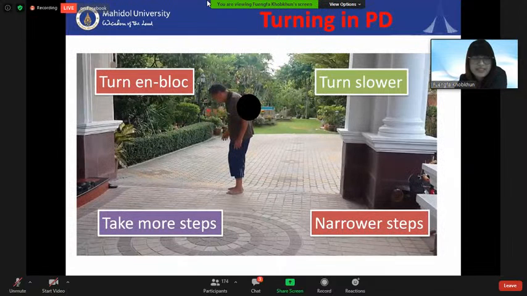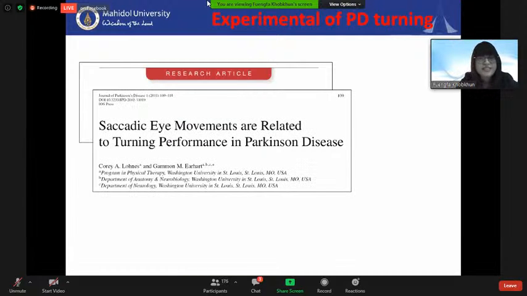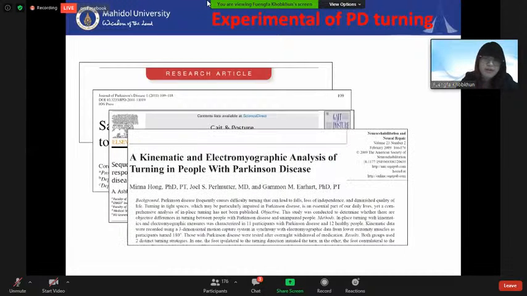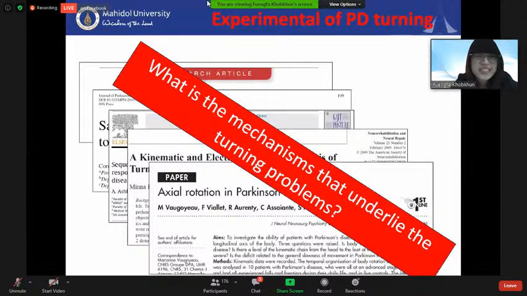Okay. So many researchers try to find the mechanism of turning deficits in PD. Then they try to find eye to foot coordination, eye movement deficits, sequence and onset latency of coordination. They try to find kinematics and electromyography, and they try to find whether axial rotation affects turning in Parkinson's disease or not. So this is my question in my research, my PhD also. What is the mechanism that underlies the turning problem in Parkinson's disease?